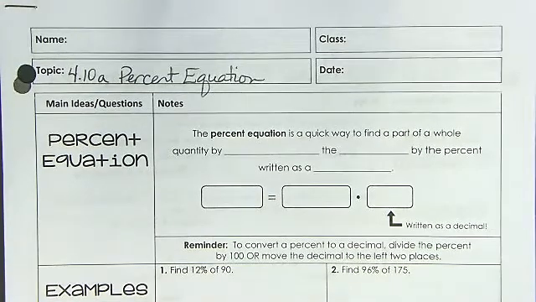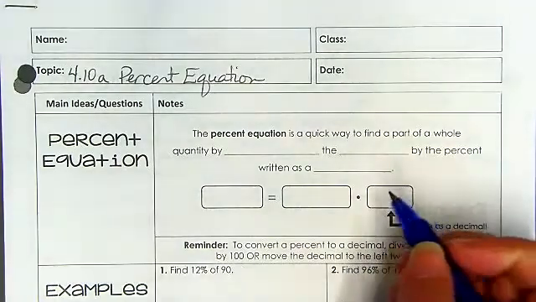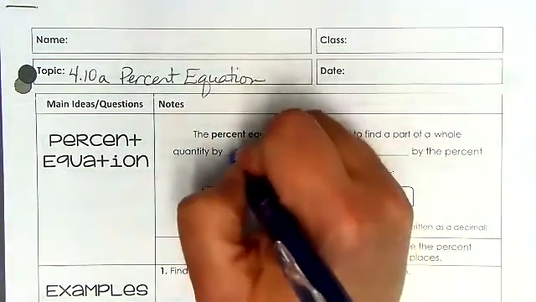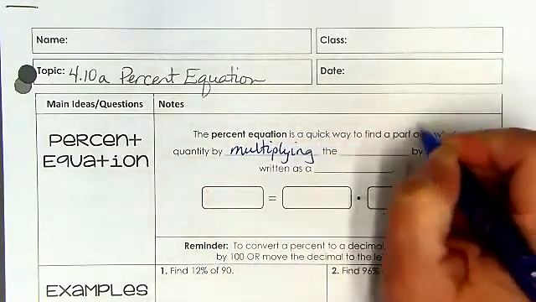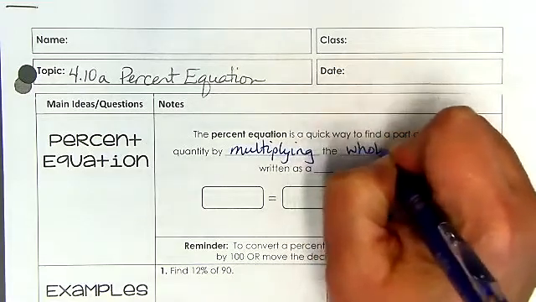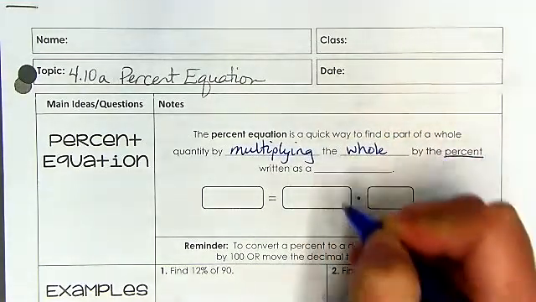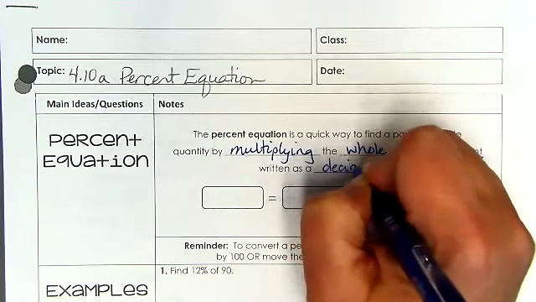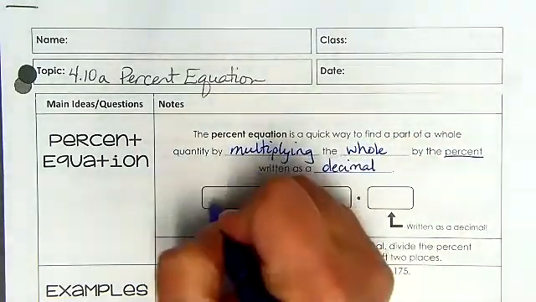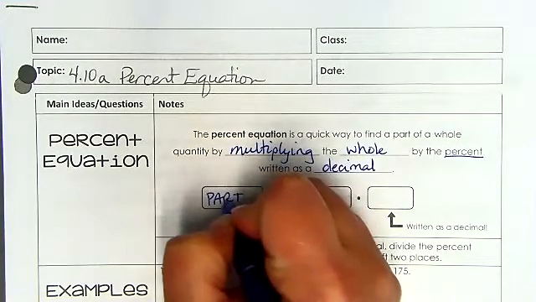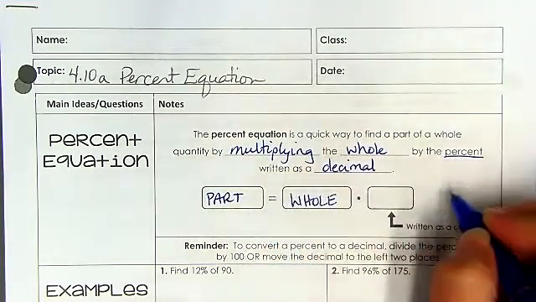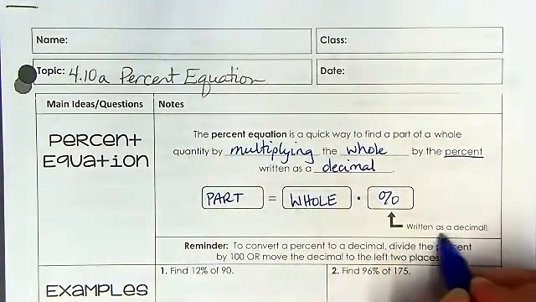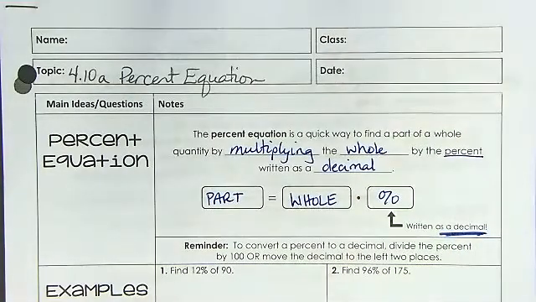So the percent equation is a quick way to find a part of a whole quantity by multiplying the whole by the percent written as a decimal. So we do the part equals the whole times the percent as a decimal. You have to change it to the decimal. Even if it's a decimal percent, you have to change it to just a decimal.